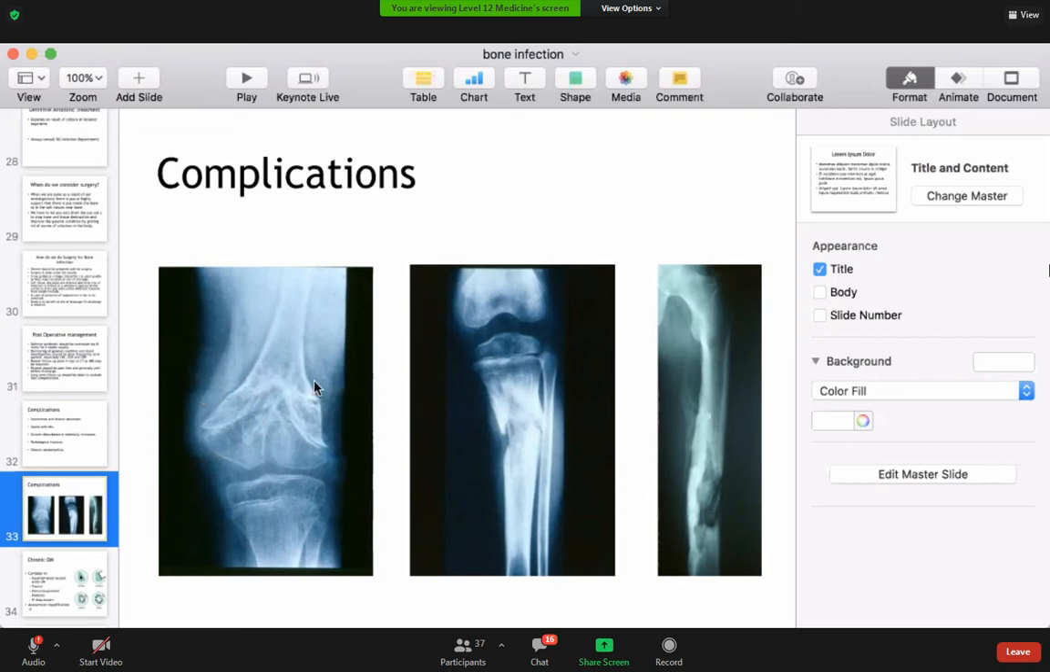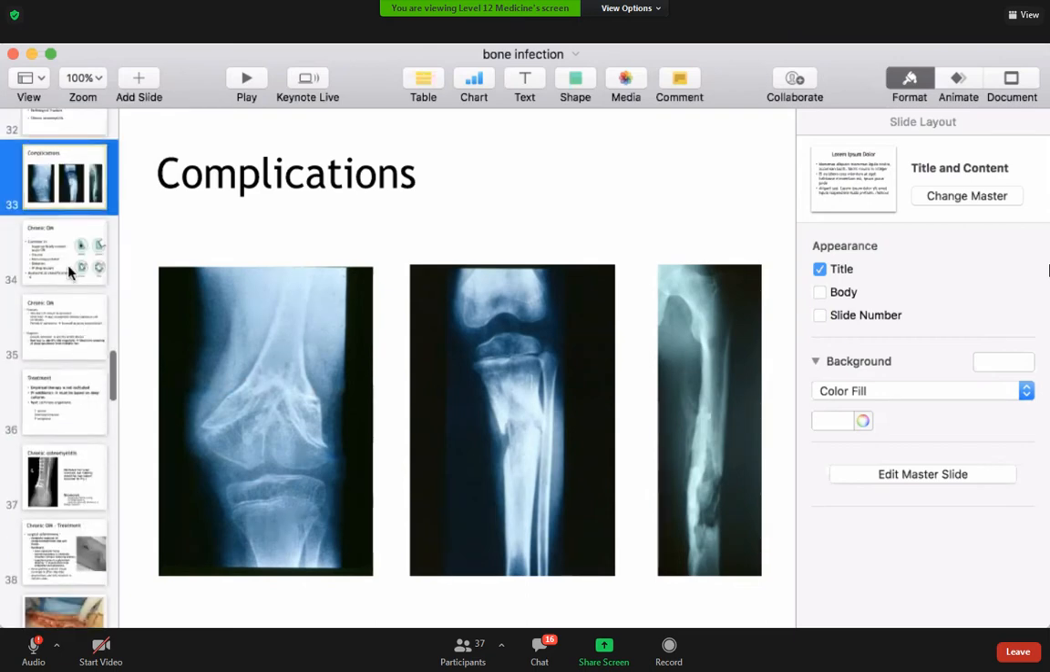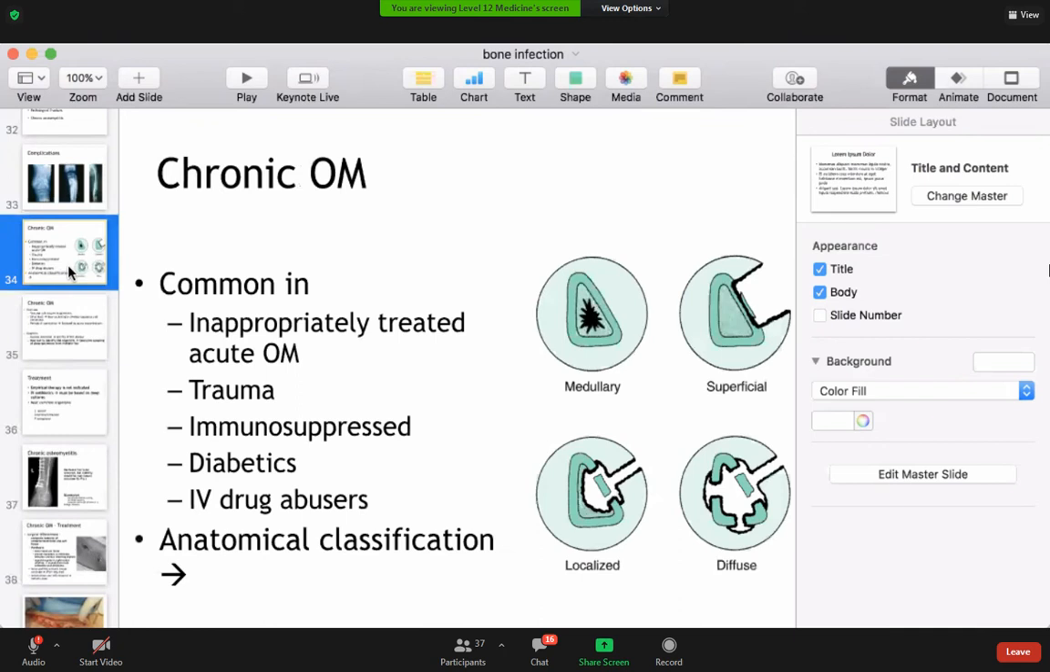You can see here the infection affected the growth plate. Here we have pathological fracture with a crack through sequestrum or the dead bone. Same thing on the far right. So chronic osteomyelitis is common in inappropriately treated osteomyelitis, also in patients who underwent significant trauma or patients who are immunocompromised. So there is this classification based on anatomy.